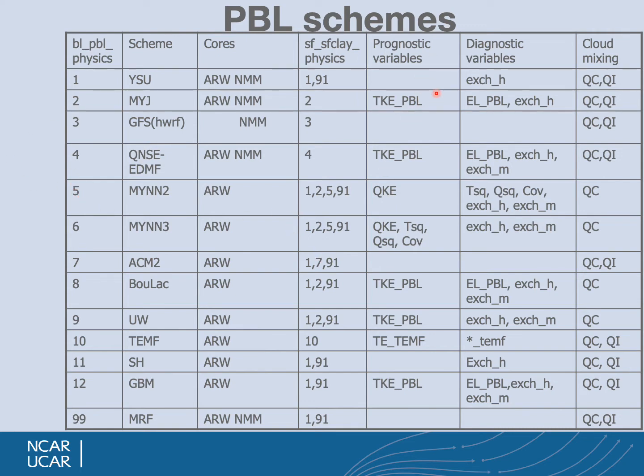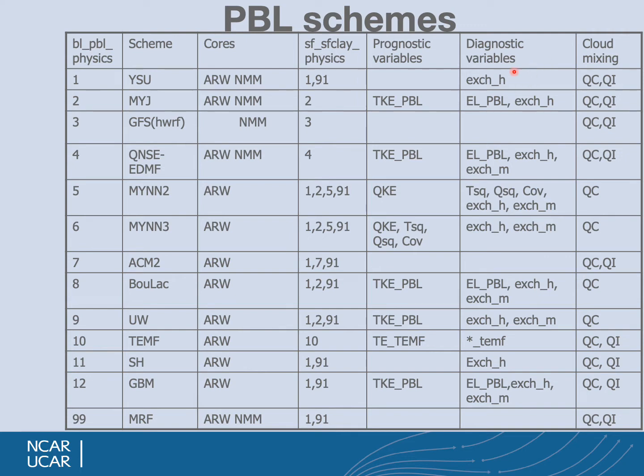This column shows that some of them have the TKE as a prognostic variable. In the case of MYNN, it's called QKE. It's actually twice the TKE, and it's defined on the model half levels, where TKE is normally defined on the model full levels, where W is.